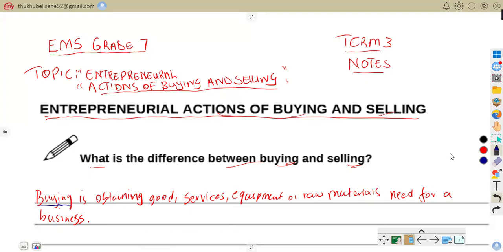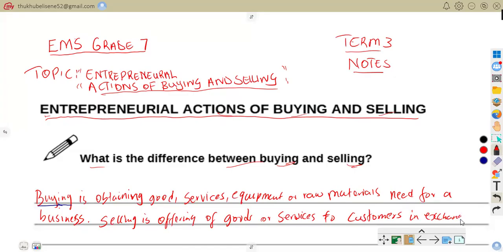Let us come to selling. Selling is offering of goods or services to customers in exchange of money. So that is what we call selling.